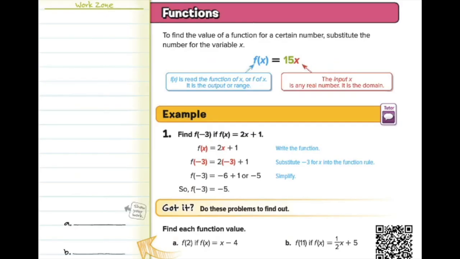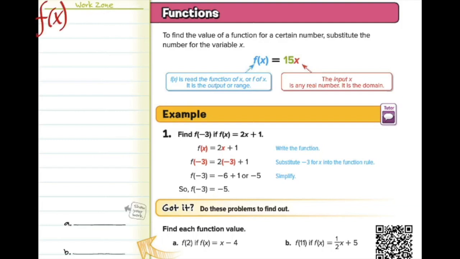All right, we're going to take a side step from dependent and independent and take a look at some functions. To find the value of a function for a certain number, substitute the number for the variable. What is important for you to see is this F with the x in parentheses. The way this is pronounced is f of x, function of x. Make note of this in your sidebar, but you don't want to write too big.